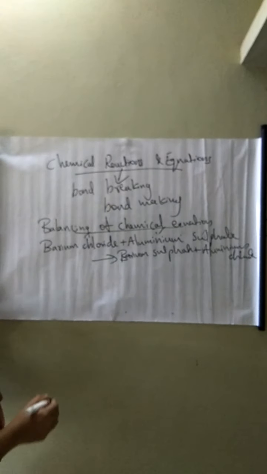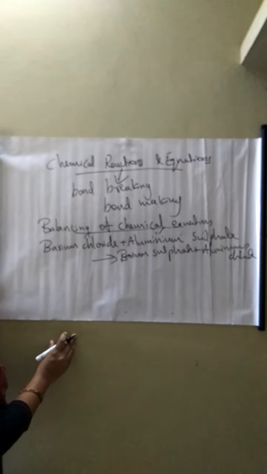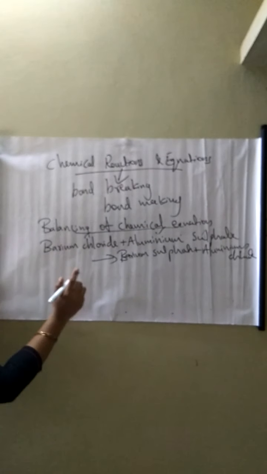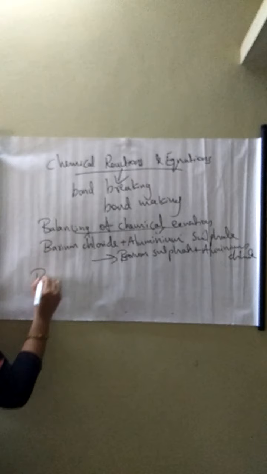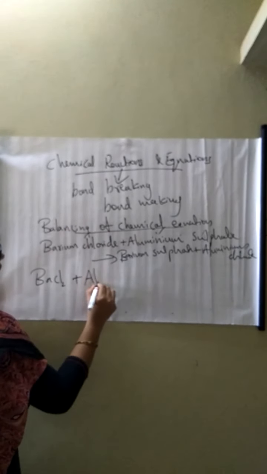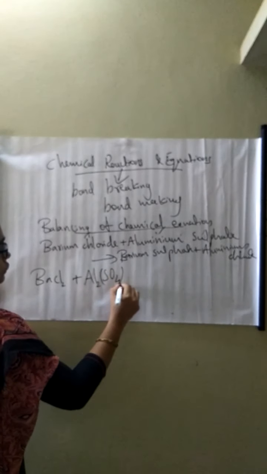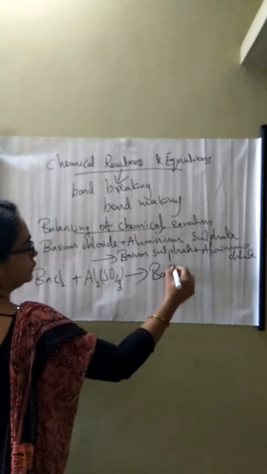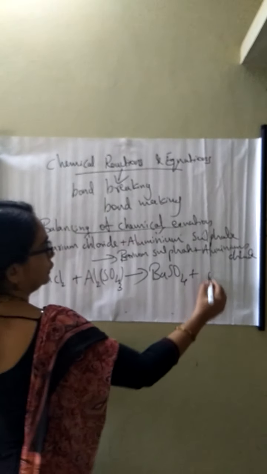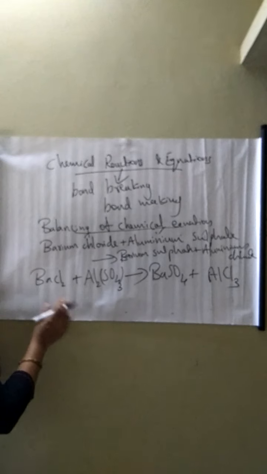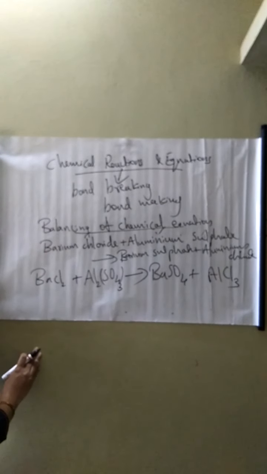The first thing to write the chemical equation, you must have an idea about how to write the formulas. If you don't know the formulas, it's not possible to write. Barium chloride formula BaCl2 plus aluminium sulfate Al2(SO4)3. One of the products formed is barium sulfate and the other one is aluminium chloride. If formulas are wrong, the whole thing will be wrong. So you must have a clear idea about how to write formulas. You have to learn it.